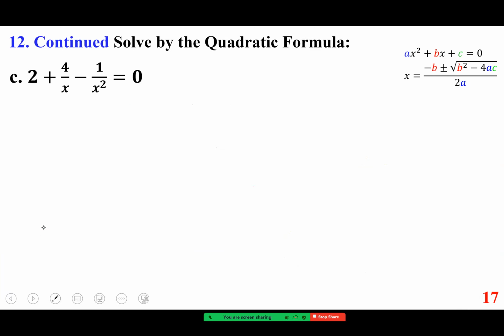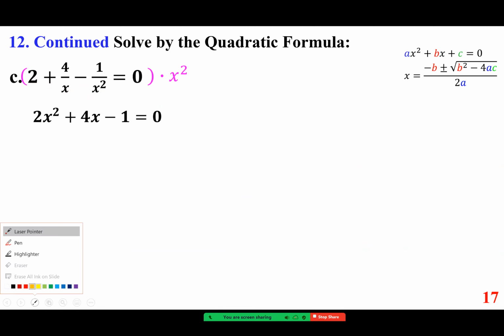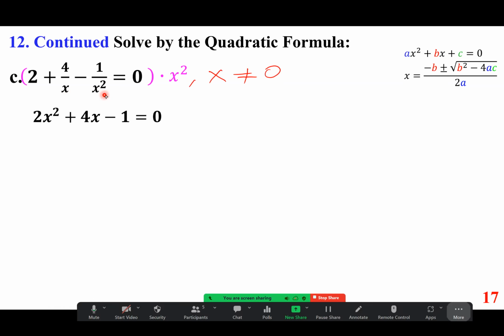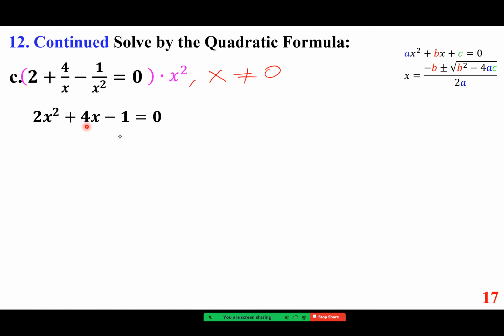All right, to solve this, we can multiply both sides by x squared. And so this becomes 2x squared, this becomes plus 4x, this becomes minus 1. Needless to say, x can't be 0. So we should write x can't be 0, because this says x can't be 0, this says x can't be 0, there we have it. And now we know that A is 2, B is 4, C is negative 1, and we're going to plug into this.